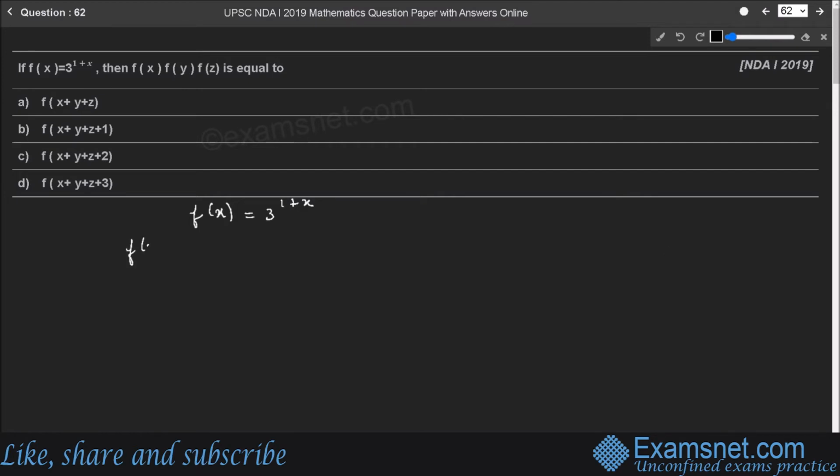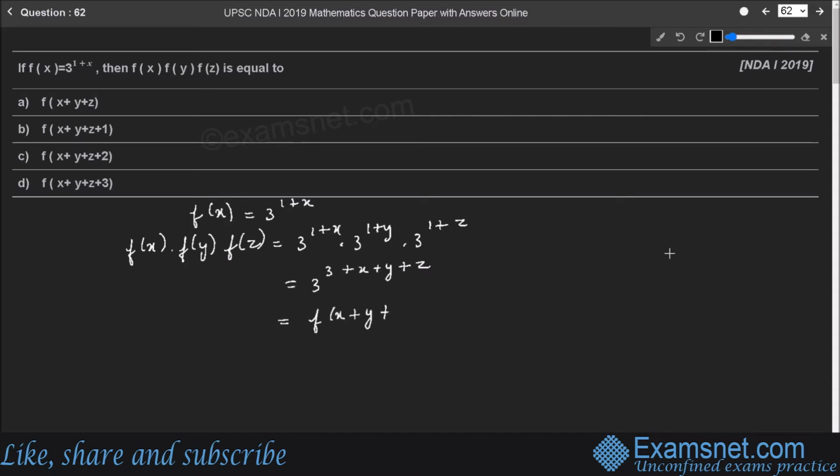Therefore, f of x into f of y into f of z will be equals to 3 to the power 1 plus x into 3 to the power 1 plus y into 3 to the power 1 plus z, which will be equals to 3 to the power 3 plus x plus y plus z, which will be equals to f of x plus y plus z plus 2. So this is the correct answer for this question. Therefore, option number C is correct.